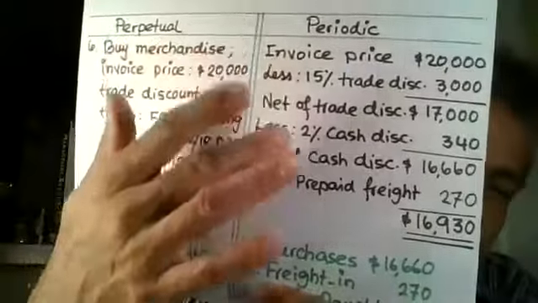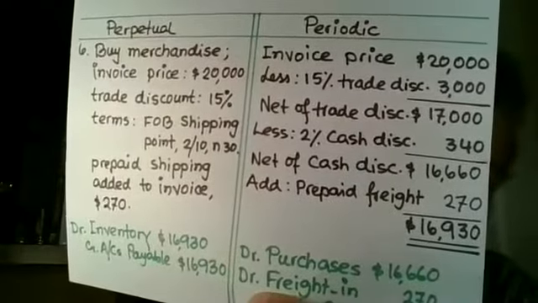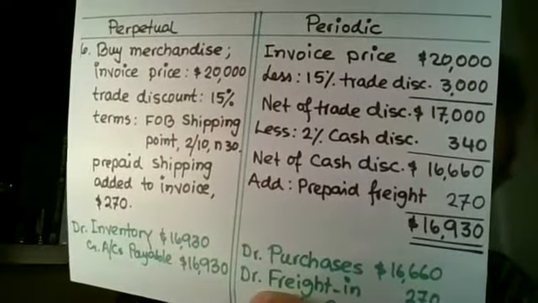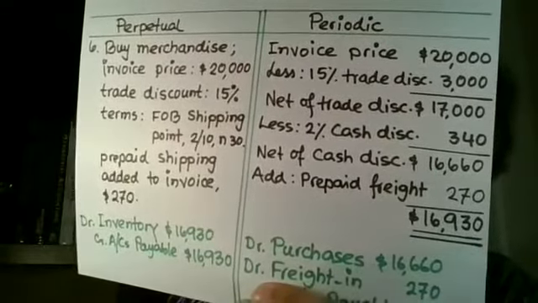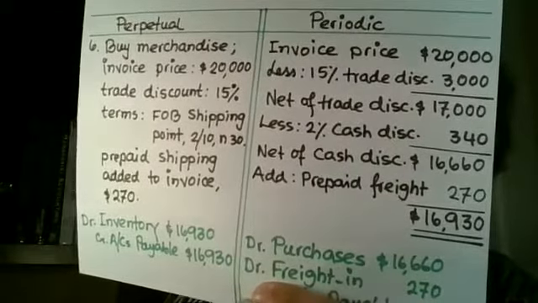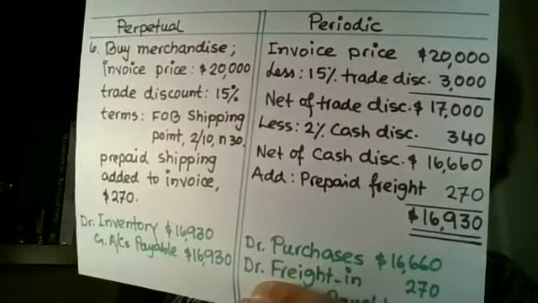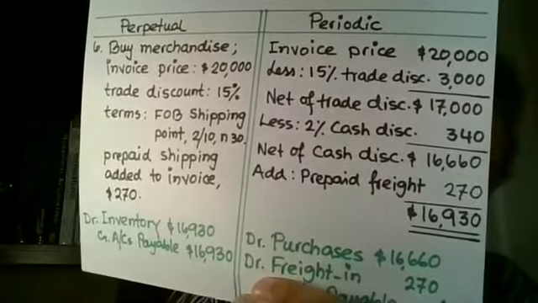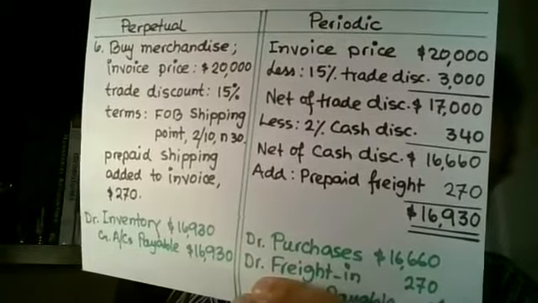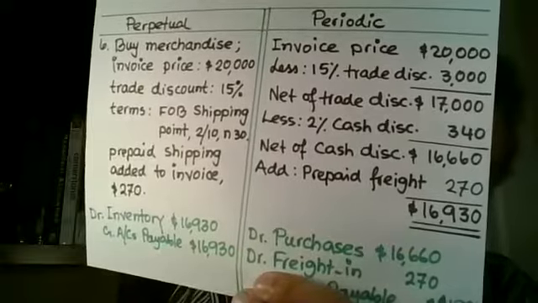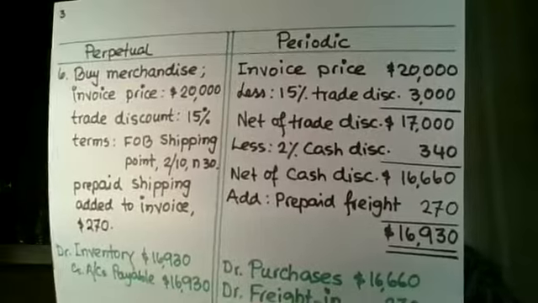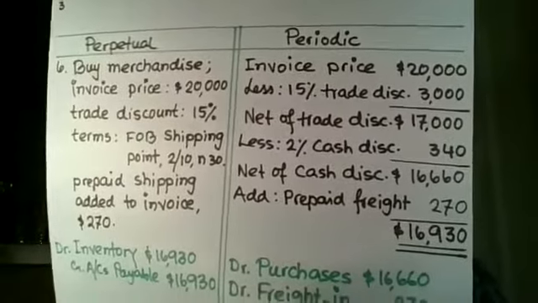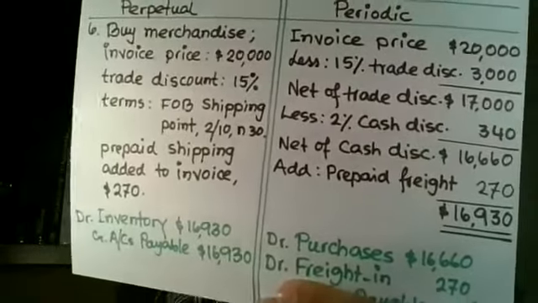So please check the arithmetic here. Take a moment, check the arithmetic. You just have to use your calculator carefully. $20,000 minus 15% first, then whatever is left, take another 2% off, then add the 270 or whatever the prepaid freight amount is. So that gives us the final amount that we need to account for, which is $16,930.